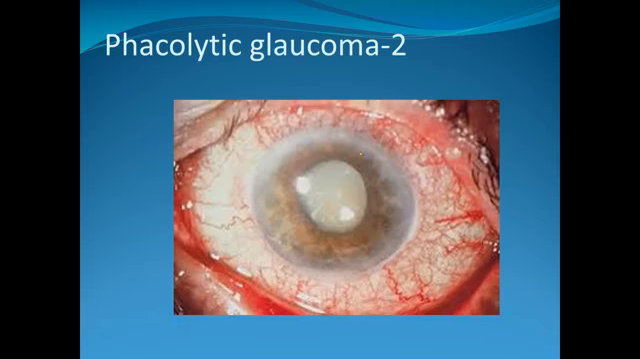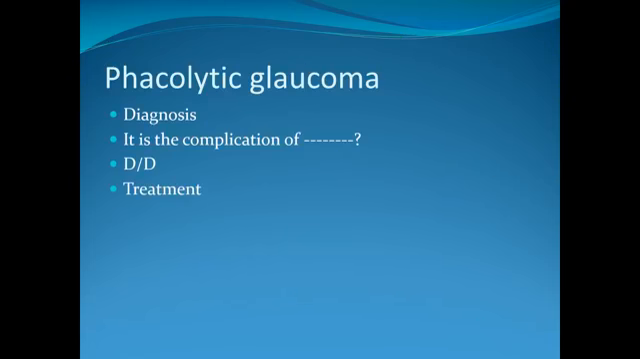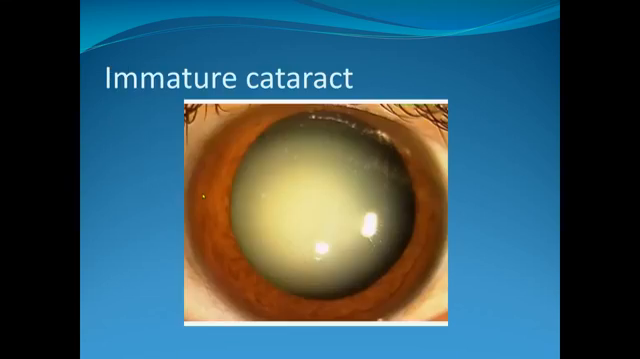Otherwise, the patient continuously feels discomfort and pain, and sometimes develops a toxic condition. Diagnosis: phacolytic glaucoma, a complication of mature or hypermature cataract. Differential diagnosis: acute congestive glaucoma. Try to remember the differential diagnosis of phacolytic glaucoma. Treatment is first to control the intraocular pressure, and then we go for cataract surgery.